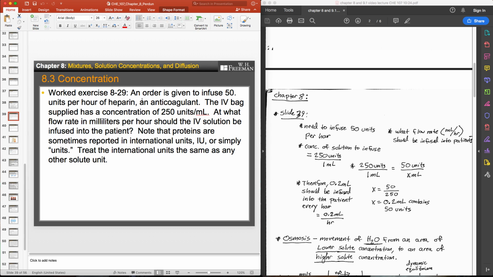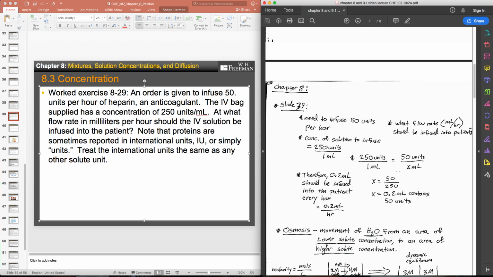And so if we look at, we know that there are 250 units in 1 mil, right? And so that is given to us as the stock concentration. And we know that we need to give this patient 50 units per hour, okay? So then how many milliliters per hour do we need? Well, the first thing to really do is to say, if we know that there are 250 units in 1 mil, then just like the last problem, if we need 50 units, how many mils would that be, right?